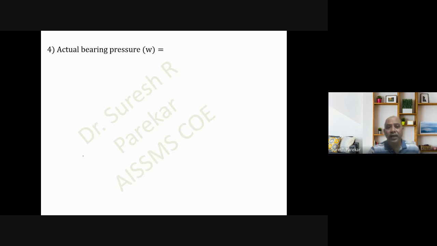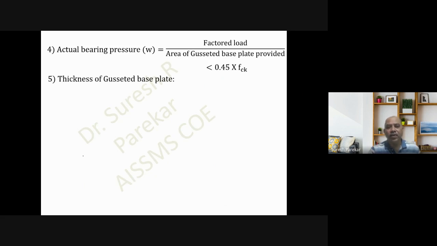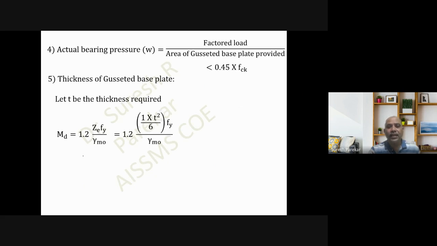And then we have the actual bearing pressure, again the same: factored load upon the area of gusseted base plate provided, which should be less than 0.45 fck. Then we have the thickness of the gusseted base plate. Let T be the thickness required. Then, same as before, MD is 1.2 ZeFy upon gamma m0, that is 1.2 into 1 into T square by 6 into Fy upon gamma m0.